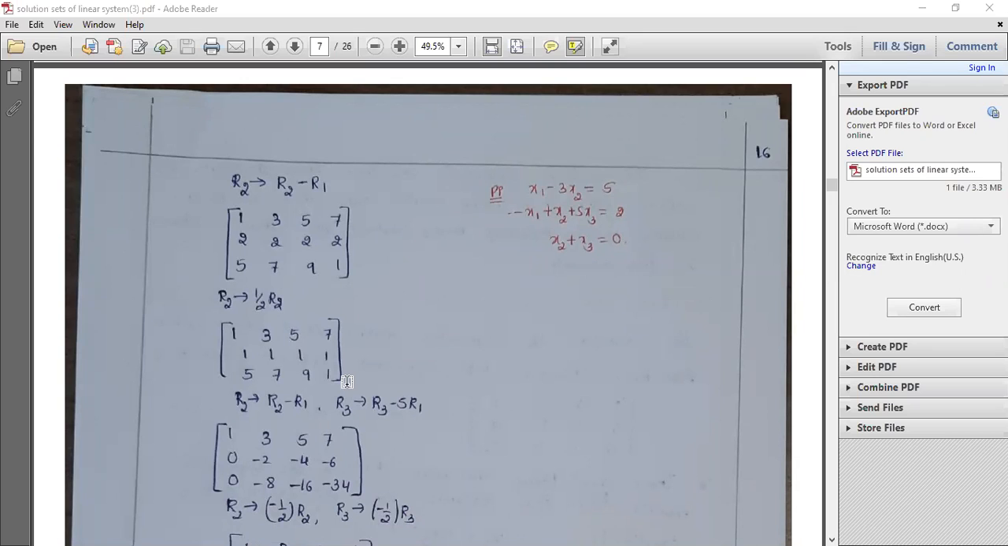Now tell me, up to now we have taken examples on consistent and inconsistent systems. So do we have any questions on this?